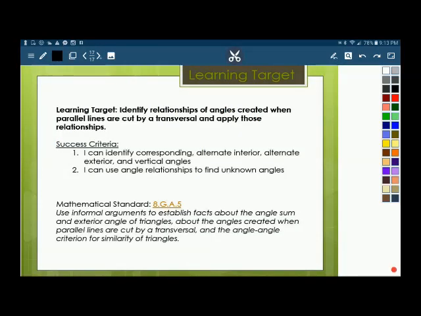Alright, so that just about wraps up today's lesson. We identified relationships of angles created when parallel lines were cut by a transversal, and we did this by using corresponding, alternate interior, alternate exterior, and vertical angle relationships to find unknown angles. So go ahead and start your practice.